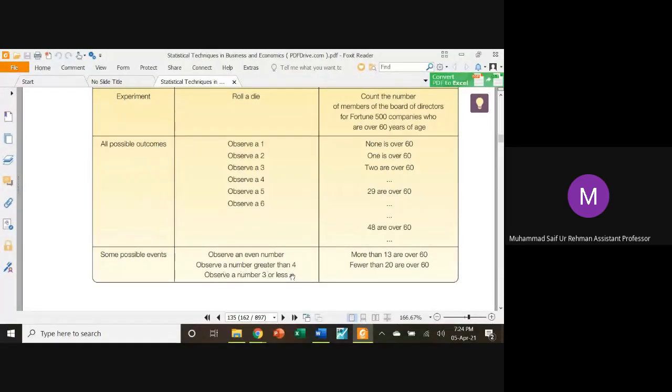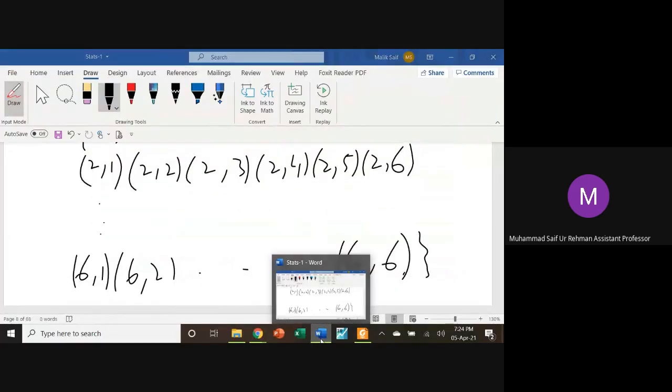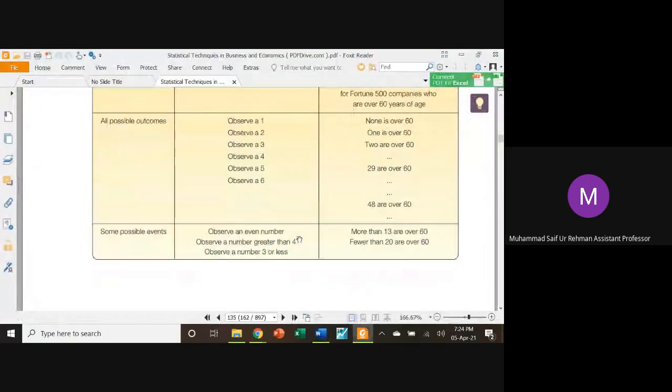Observe a number greater than 4. Observe a number 3 or less. As I have explained over here, these questions are like the questions that I have already explained. So all those will be events.